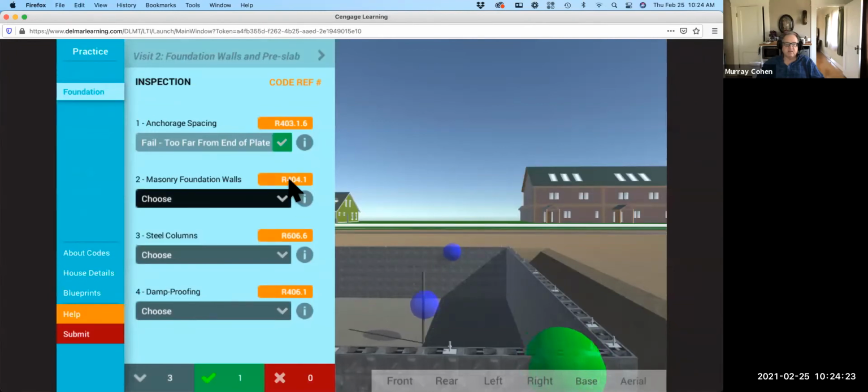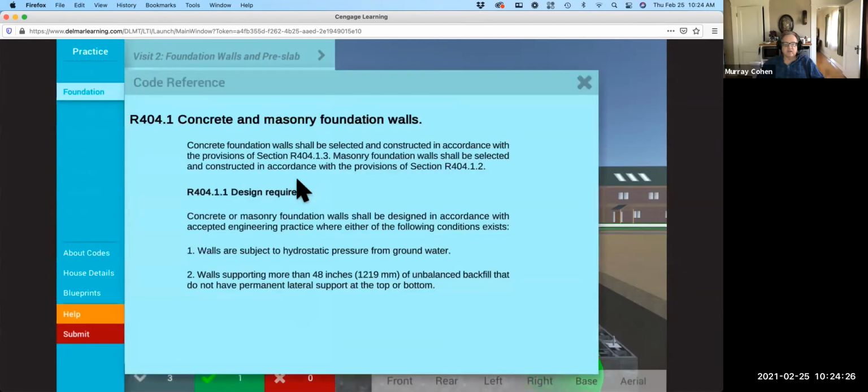Foundation, masonry foundation walls. Concrete foundation walls shall be selected and constructed in accordance with the provisions of the section. So this is the code. This is the design required. Concrete or masonry foundation walls shall be designed in accordance with the accepted engineering practices. Walls supporting more than 48 inches of unbalanced backfill, meaning backfill is the outside dirt that's coming in on it, that do not have permanent lateral support. Okay, I have no idea.